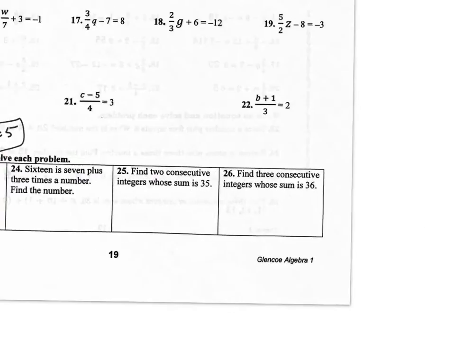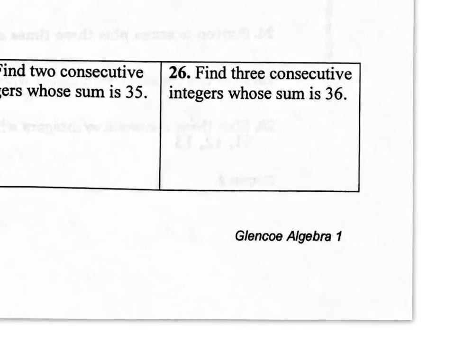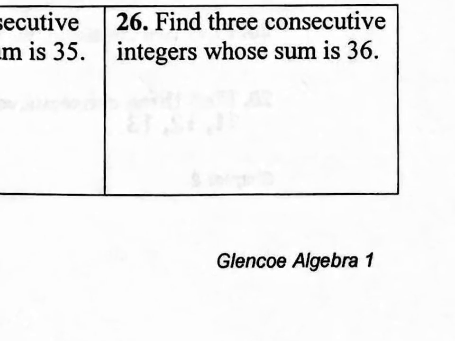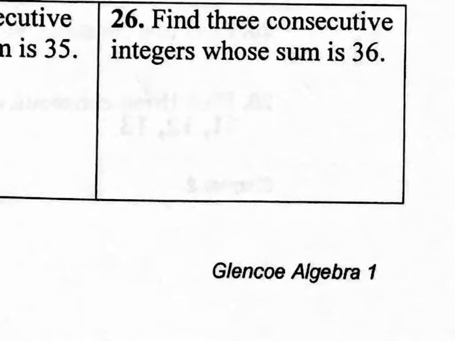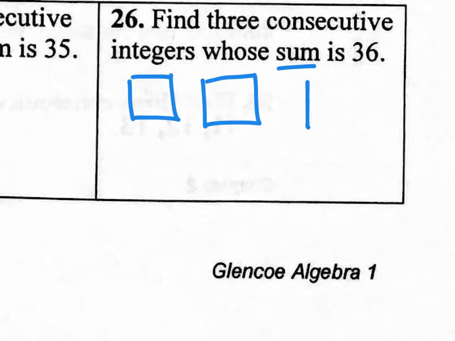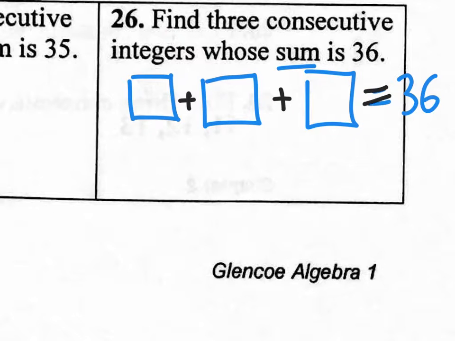26. Ladies and gentlemen, we already did 25 on the other video. It's the same concept. Find 3 consecutive integers. So let me do this. Let's see if I can make this a little easier. I want to put a number in there, and they want us to sum it up, right? So one number plus another number plus another number is going to equal 36. Maybe this will make it a little clearer for you. So I'm going to add the first number with the second number with the third number, and the answer should equal 36.